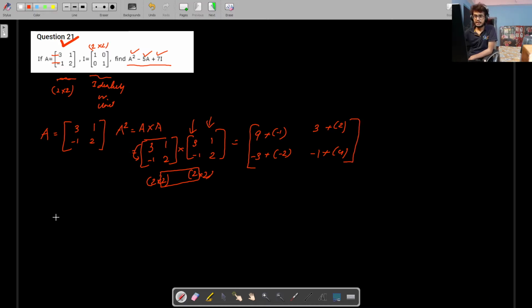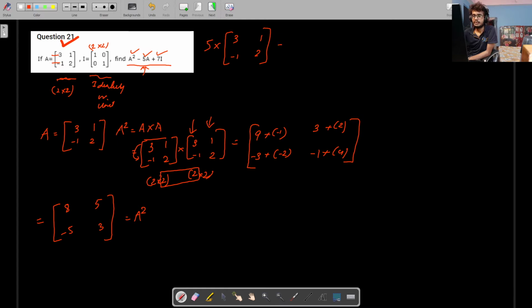Now we try to simplify it. 9 plus minus 1, so 9 minus 1 is 8. 3 plus 2 is 5. Minus 3 minus 2 is minus 5. And minus 1 plus 4, 4 minus 1 is 3. So this is A squared. Now what do we need to find? We need to find 5A. So 5A is nothing but 5 into matrix A, that is 3, minus 1, 1, 2.